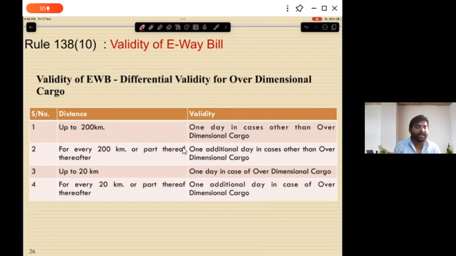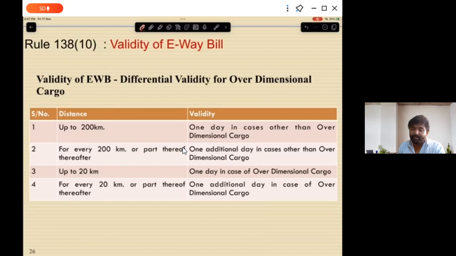So a single day for 200 kilometers, and again multiples of 200 kilometers it will go through. But if it is over dimensional cargo, if your cargo is so big that you can't run at a normal speed, you can't transport those goods at a normal speed, in the case of over dimensional cargo the limit is only 20 kilometers per day. So a 1/10 limit for over dimensional cargo. Normal cargo is 200 kilometers in 1 day, for over dimensional cargo it is 20 kilometers in 1 day.